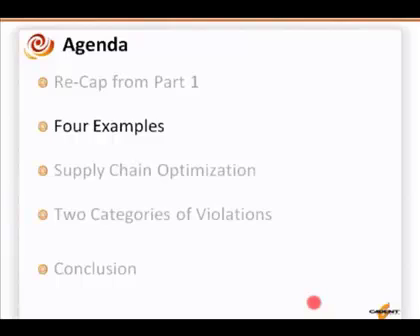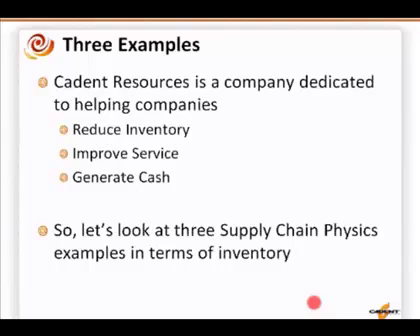Okay, let's get into some examples here. Our company, Cadent Resources Group, has as its corporate mission to help companies reduce inventory, improve service, and generate cash. We focus most of our efforts in our supply chain practice around inventory management and inventory optimization to improve service. So the first three examples we're going to look at, in fact most of the examples, are rooted in inventory as the primary view. Please indulge us as we look at this.